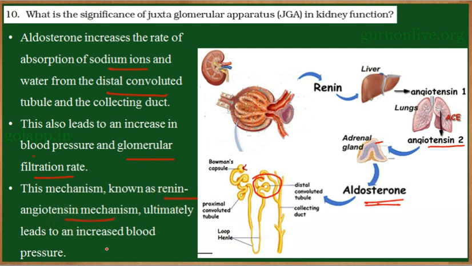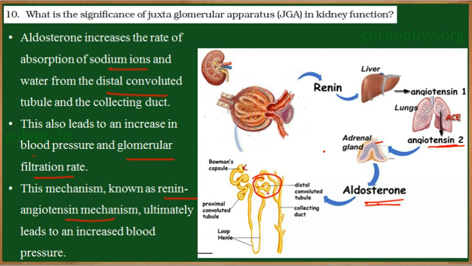And in another way, this angiotensin 2 induces the pituitary gland to produce ADH hormone. ADH hormone binds to the distal convoluted tubule and further increases the reabsorption of the water. And it also increases thirst in the individual so that more water is taken in.